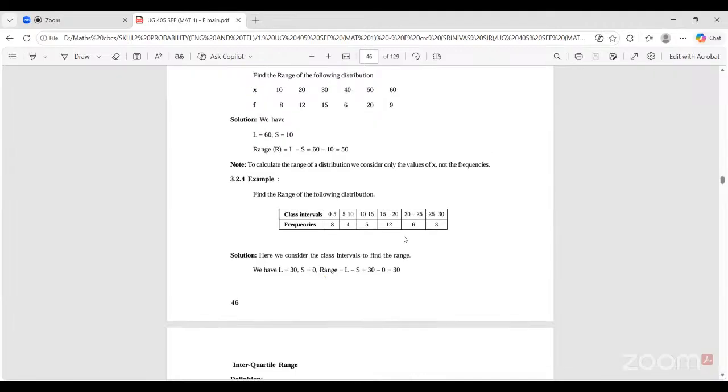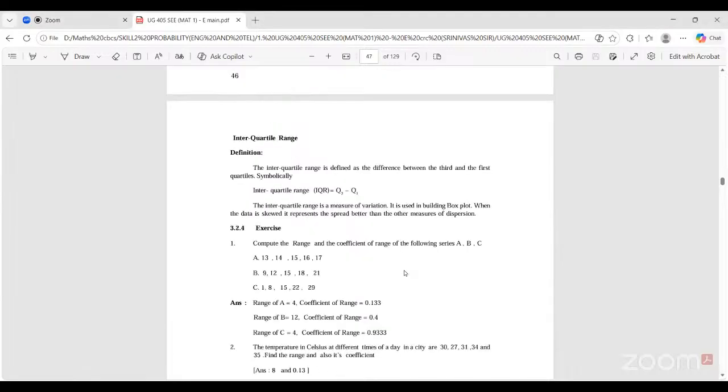Then another one: find the range of the following distribution. Class intervals are given here. The highest interval is 30 and the lowest interval is 0. So 30 minus 0 is 30. This is how the interval process is also done here.